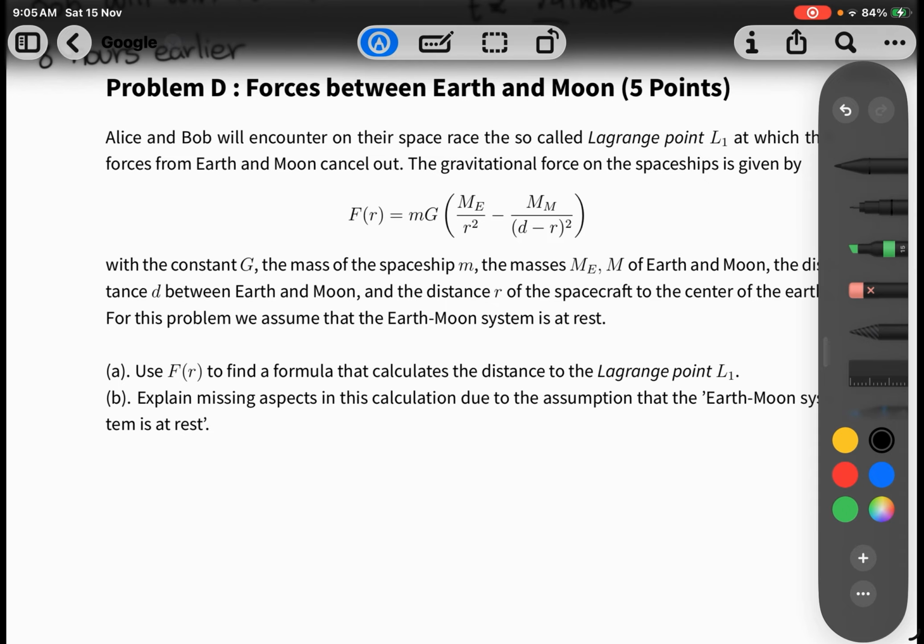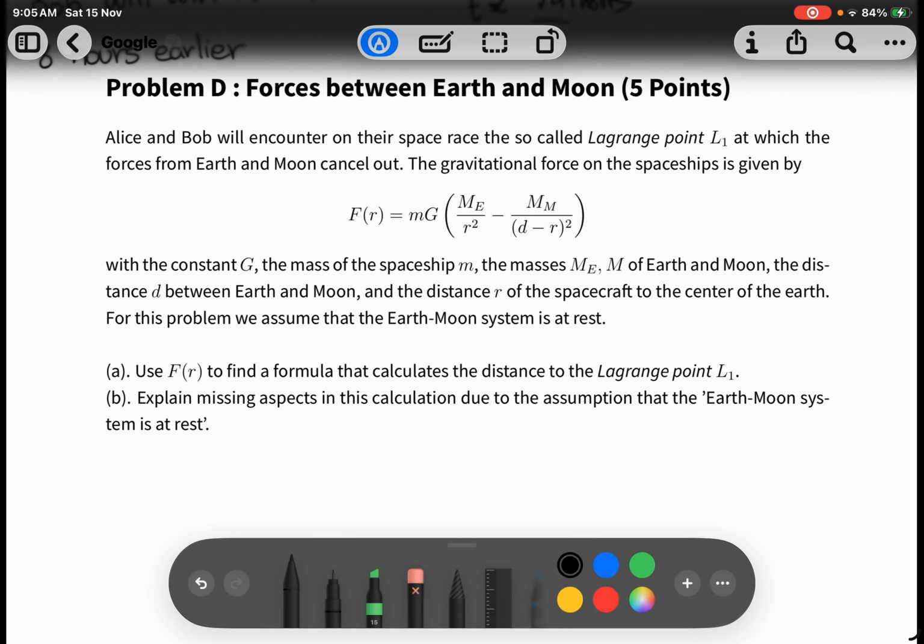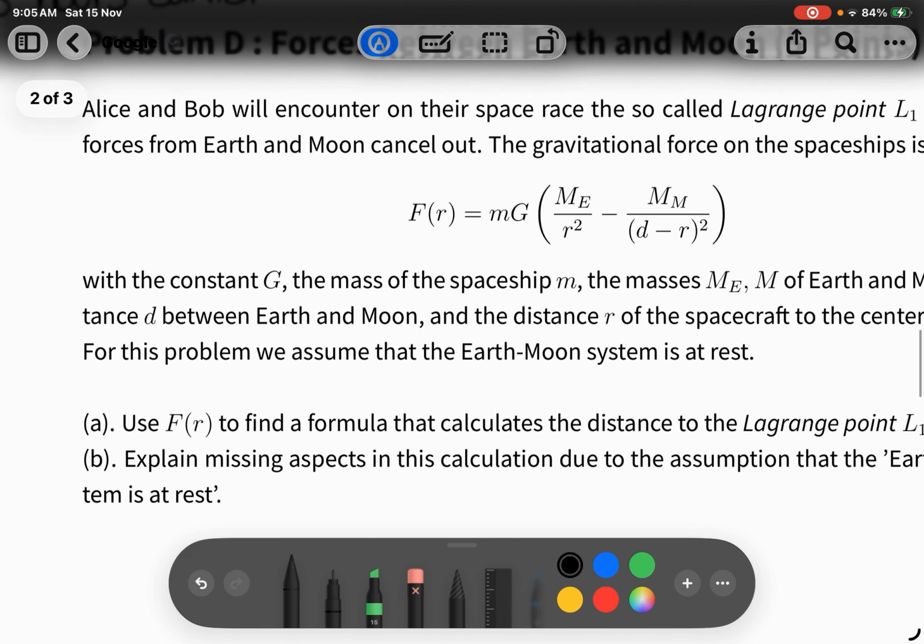Okay, space collide. The forces from Earth and Moon cancel out. The gravitational force on the spaceship is given by this equation with the constant G. I'm pretty sure this is equal to 6.67 times 10 to the power minus 11, I think. Let me just Google it because I'm not really sure.